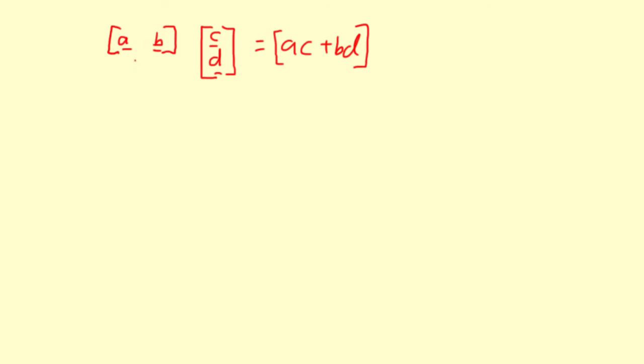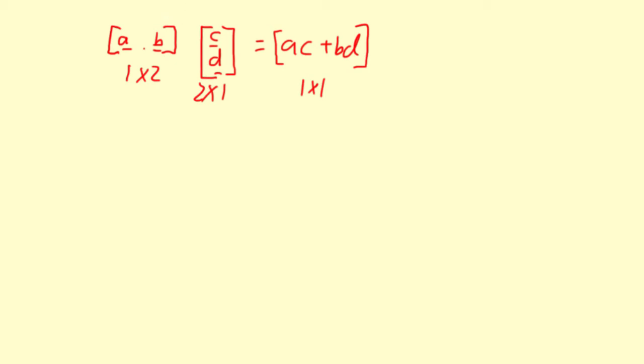So what are the dimensions here? This first matrix is one row by two columns, so it's 1 by 2. The second matrix is two rows by one column, so it's 2 by 1. The answer for the multiplication here is 1 by 1.